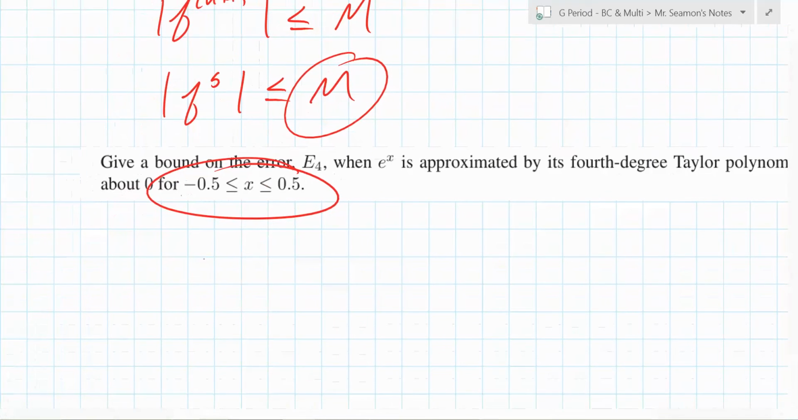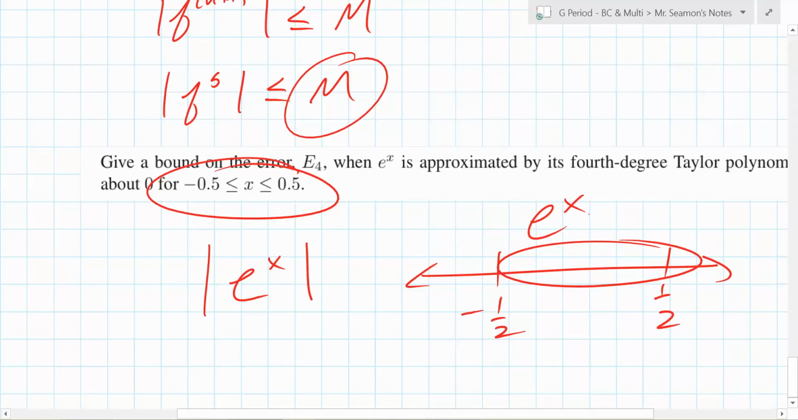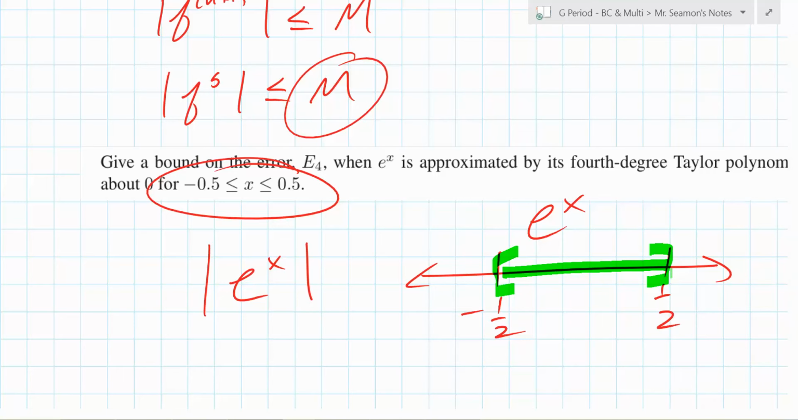What is it, Cameron? So we're looking for what's the biggest value when you're looking from negative 1/2 to positive 1/2. What's the biggest e to the x can be from negative 1/2 to positive 1/2? How do you figure that out? From here to here, you want the biggest possible value for e to the x. How do you figure out what that biggest possible value is? What type of function is e to the x? Can you use your hand to show me what it is? Is it always increasing or always decreasing?